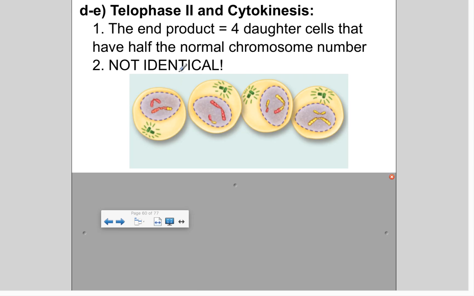So we have telophase 2 and cytokinesis. The end product means you get 4 daughter cells, 1, 2, 3, 4. They have half the normal chromosome number, which means that they are haploid, and they are not identical. This cell is different from this cell, and this cell is different from this cell, and you can see we have increased genetic variation. Now, all 4 of these cells, if you are male, will turn into a sperm cell. If you are female, only one of them will become the egg, and the reason for that is it will kind of absorb all the other cells.